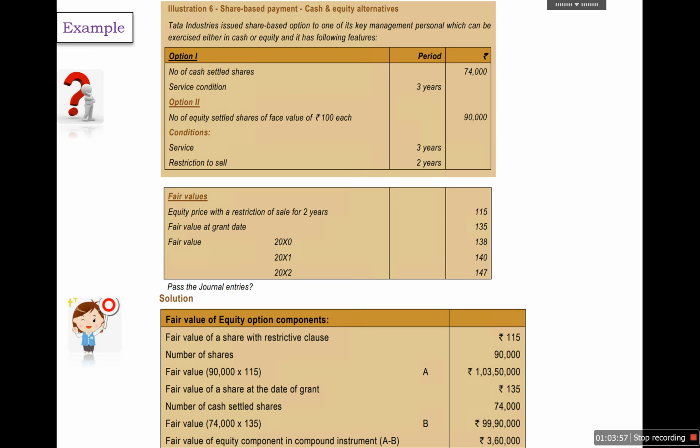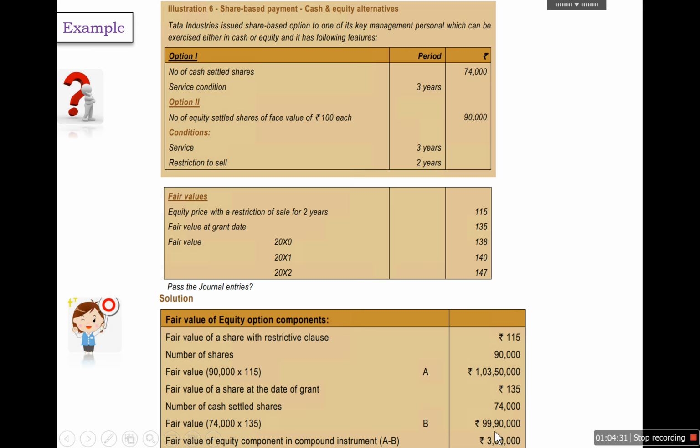Fair value is given: equity price with restriction of 2 years 115, grant fair value at grant for cash 135, and fair value at end of each year. So here we need to find out the equity component. First we need to find out the value of compound instrument, that is 90,000 into 115. So it comes around 1 crore 3 lakhs 50,000, and fair value 135 into 74,000.